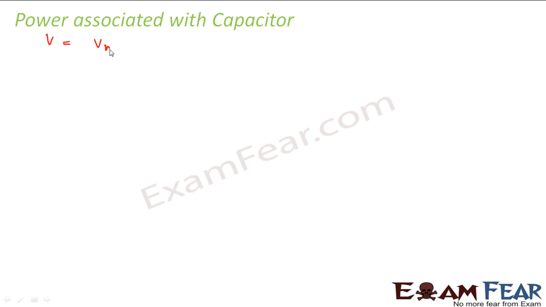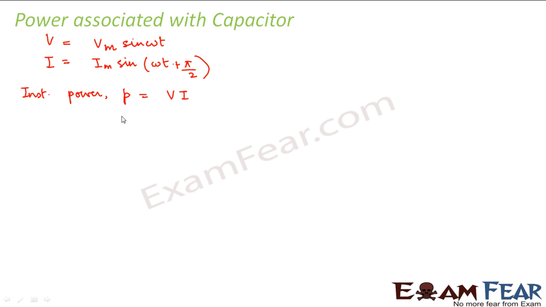So what was our applied voltage? It was V is equal to Vm sine omega t. And what was the current associated with the capacitor? It was Im sine omega t plus pi by 2. Therefore we can say that the instantaneous power denoted by a small p will be equal to the product of the instantaneous voltage and instantaneous current. So this will be equal to VmIm sine omega t into sine omega t plus pi by 2. So this is my instantaneous power.